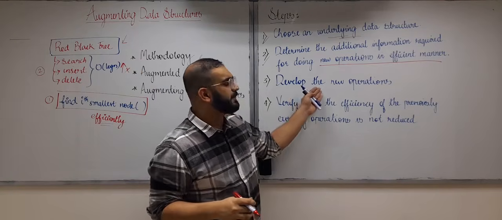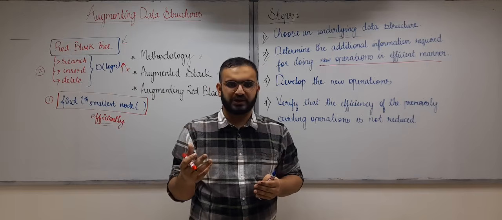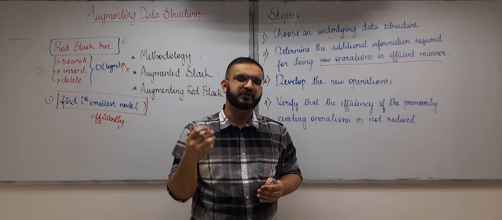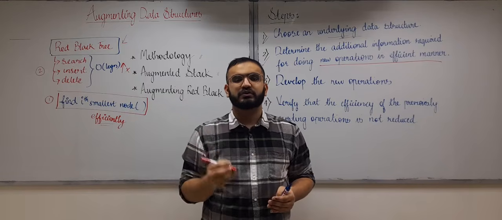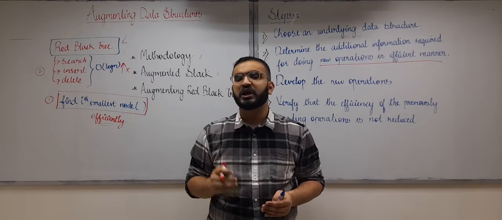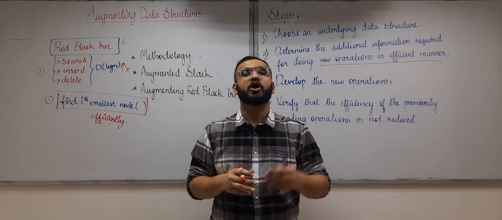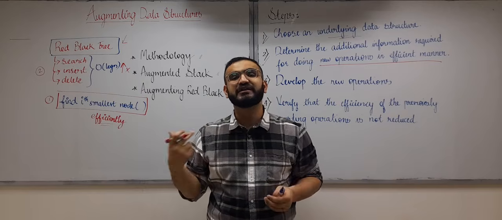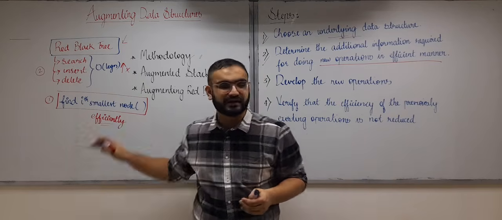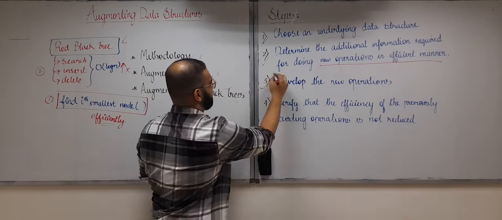And in the third step, we develop the new operation, or we write the pseudo code for the new operation. How does this new operation work? For a particular condition, do we have to go to the left child or the right child in case of a red-black tree, right? So all this internal working of the operation is determined in the third step, right?